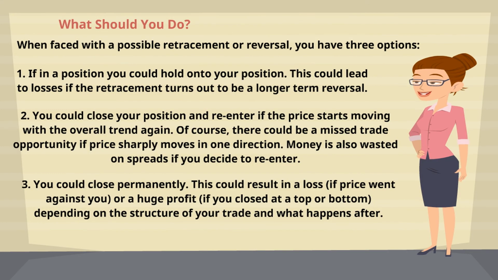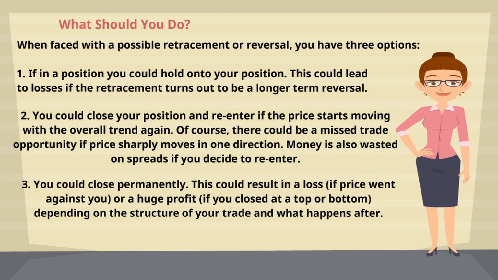What should you do? When faced with a possible retracement or reversal, you have three options. First, if in a position, you could hold on to your position. This could lead to losses if the retracement turns out to be a longer-term reversal. Second, you could close your position and re-enter if the price starts moving with the overall trend again. Of course, there could be a missed trade opportunity if price sharply moves in one direction. Money is also wasted on spreads if you decide to re-enter. And third, you could close permanently. This could result in a loss, if price went against you, or a huge profit, if you closed at a top or bottom, depending on the structure of your trade and what happens after.